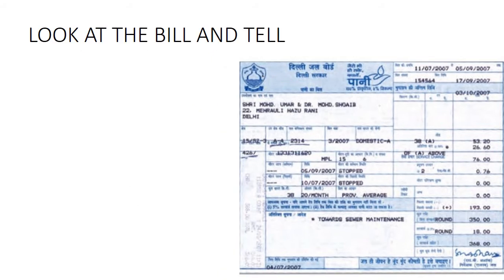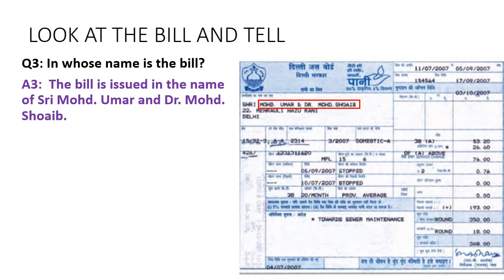Now, let's discuss some more questions related to this water bill. In whose name is the bill? Let's find out in whose name this bill is. Okay, so you are right. This bill is issued in the name of Muhammad Umar and Muhammad Shoaib. All of you can look here in this water bill. You will get to know the name of the person. Just below the name there is an address of the person.